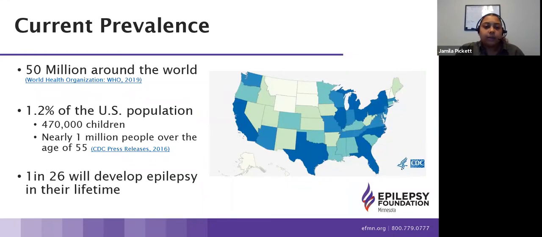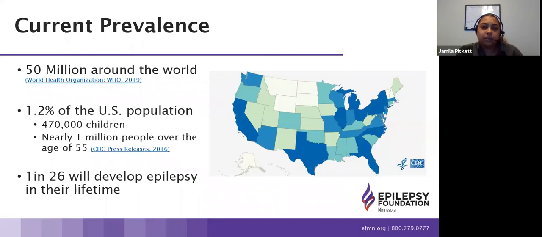So epilepsy is a very prevalent condition across the globe. According to the World Health Organization, about 50 million people around the world do have epilepsy. The CDC says that 1.2% of the population has epilepsy in the United States. So that's about 470,000 children and nearly 1 million people over the age of 55.